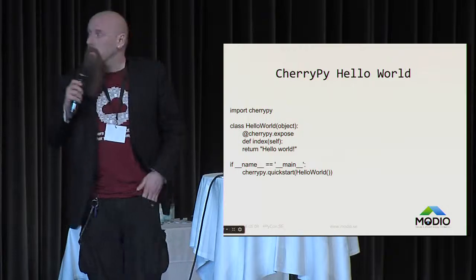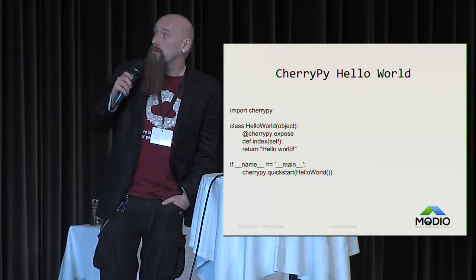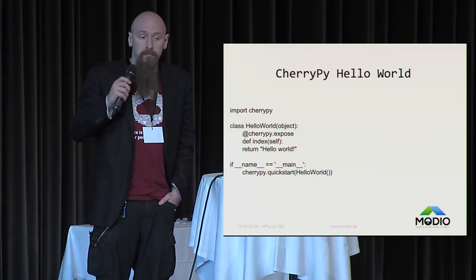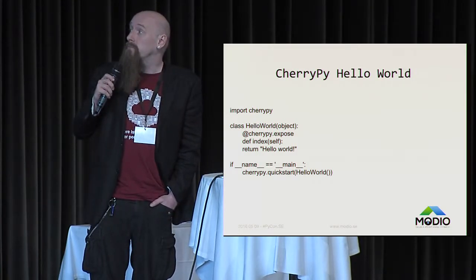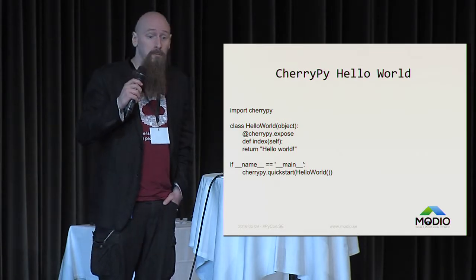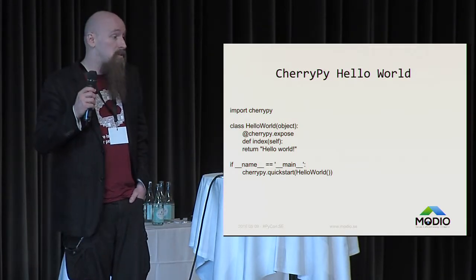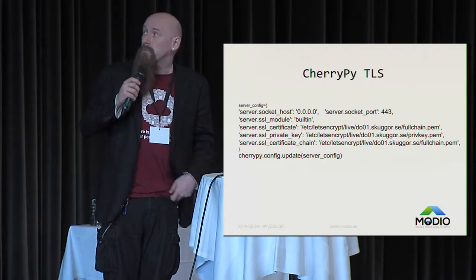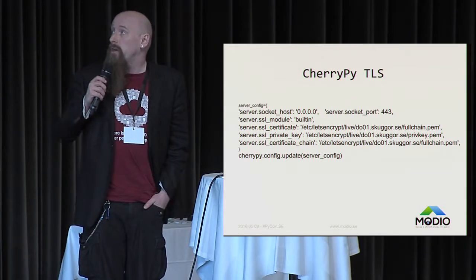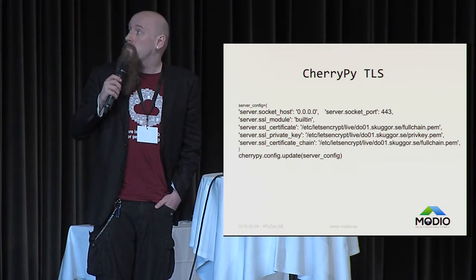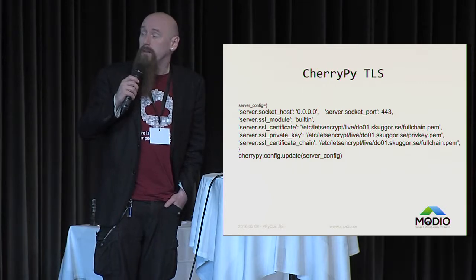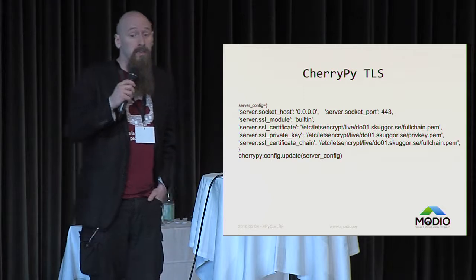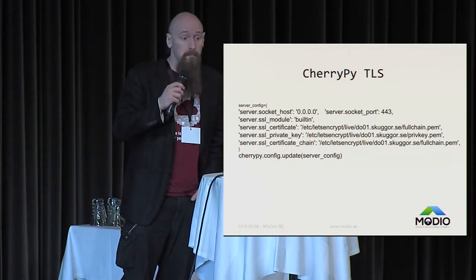So, I skimmed over this one. CherryPy Hello World was from my previous talk. This is really the easiest version of saying hi. This one will start a web server for you, saying hello world. There's nothing really important here. The reason I picked CherryPy is because it has built-in support for TLS. So you add these 4 lines which point to your certificate, and you have a built-in TLS server. It really is that simple to start it and get it up and running.